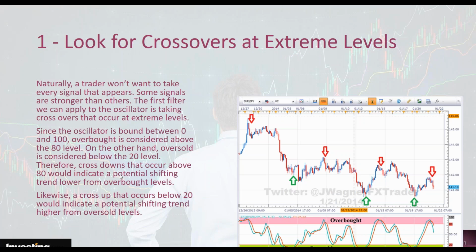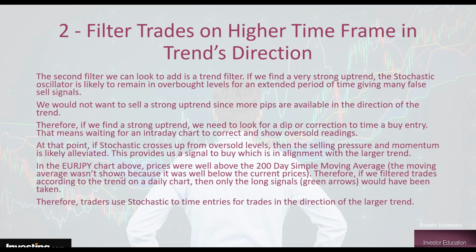and come down to just a little handful of signals that were very accurate and very precise. Now, the second filter we can look at is trend filters. If we find a very strong uptrend, the stochastic oscillator is likely to remain in overbought levels for an extended period of time, giving many false signals. We would not want to sell a strong uptrend since more pips are available in the direction of the trend.